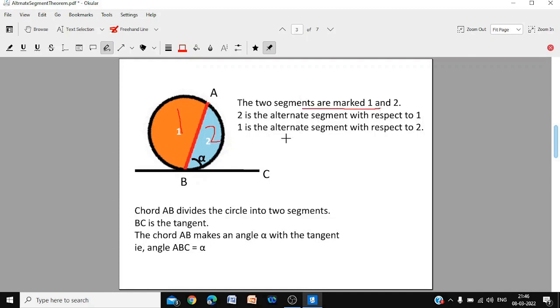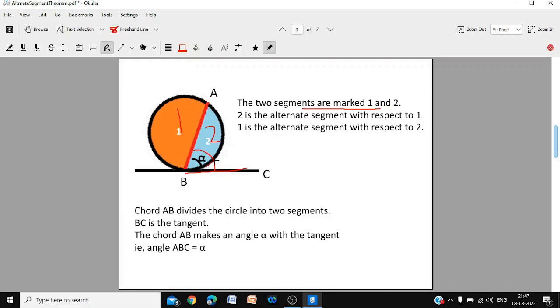Now, the meaning of alternate segment means when we are talking of segment 2, segment 1 is the alternate, and when we are talking of segment 1, then segment 2 is the alternate. Alternate means the other segment. The chord is dividing it into two segments, 1 and 2. For segment 1, 2 is the alternate segment, and for segment 2, 1 is the alternate segment. And we have got BC as a tangent, and this is the angle made by the chord with the tangent.